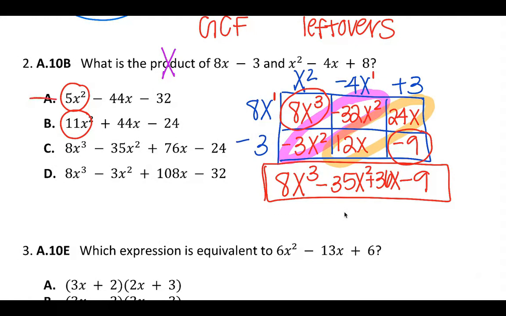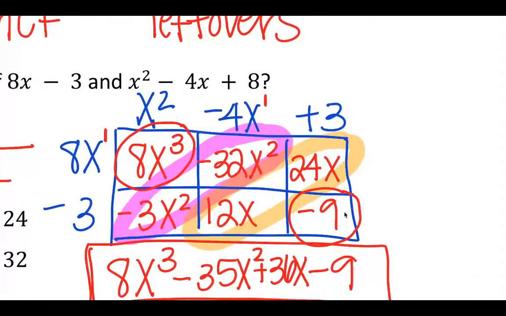These do not have 8x to the third. And then it's -35x squared plus 76 minus 24. Where did I mess up? Oh my goodness. Y'all. This was +8 and I put +3. Sorry. We'll fix that real quick. This was supposed to be an 8. That's what happened.